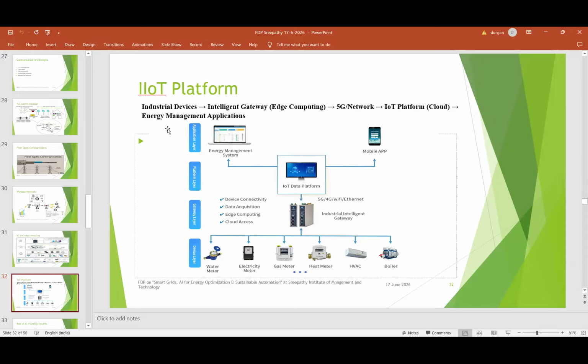So finally, we can say that the industrial devices, the sensors, the intelligent networks, and the IoT platform work together to form IIoT.